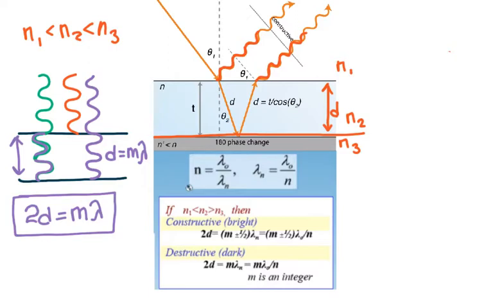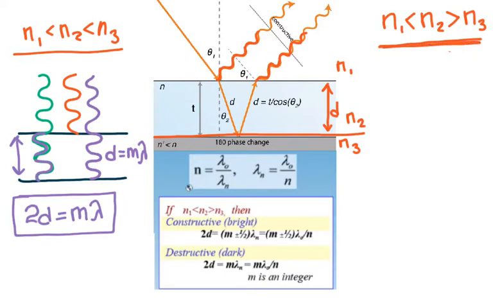But if I had a different case, where N1 is not as dense as N2, and N2 is denser than N3, maybe glass, and the light is coming from the air into the glass, and from the glass into the air. So this would be this case. In the other case, I could have air, water, glass, so it's denser, denser, denser. And in this case, I have air, glass, air.